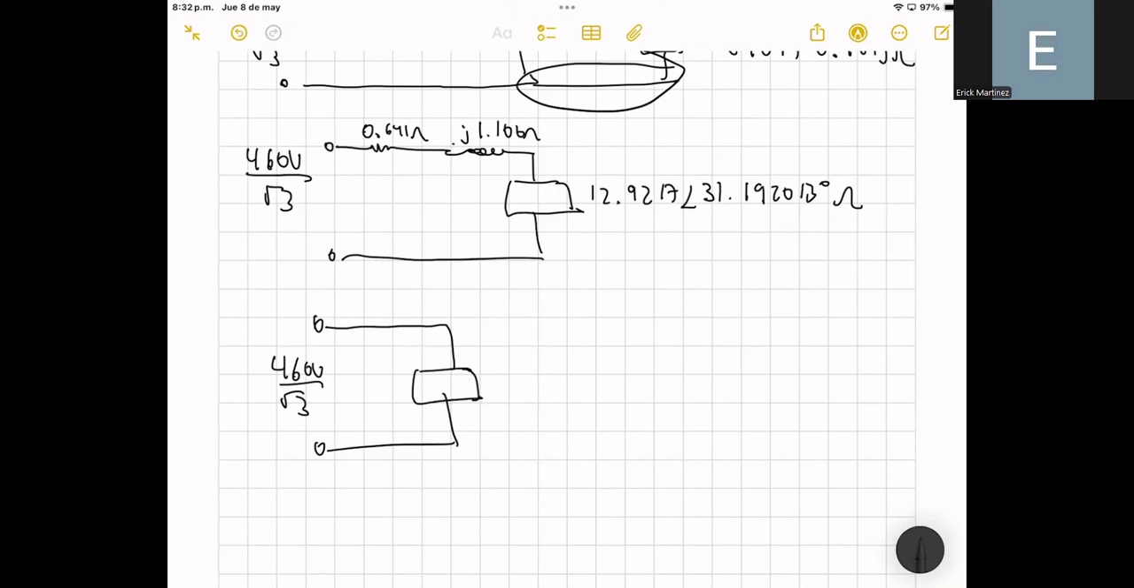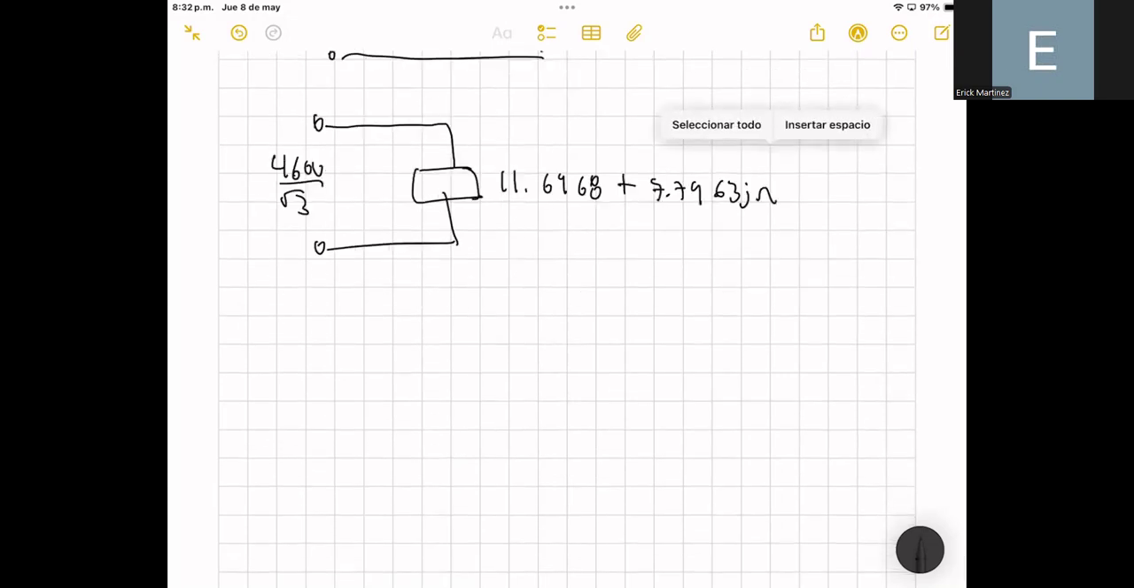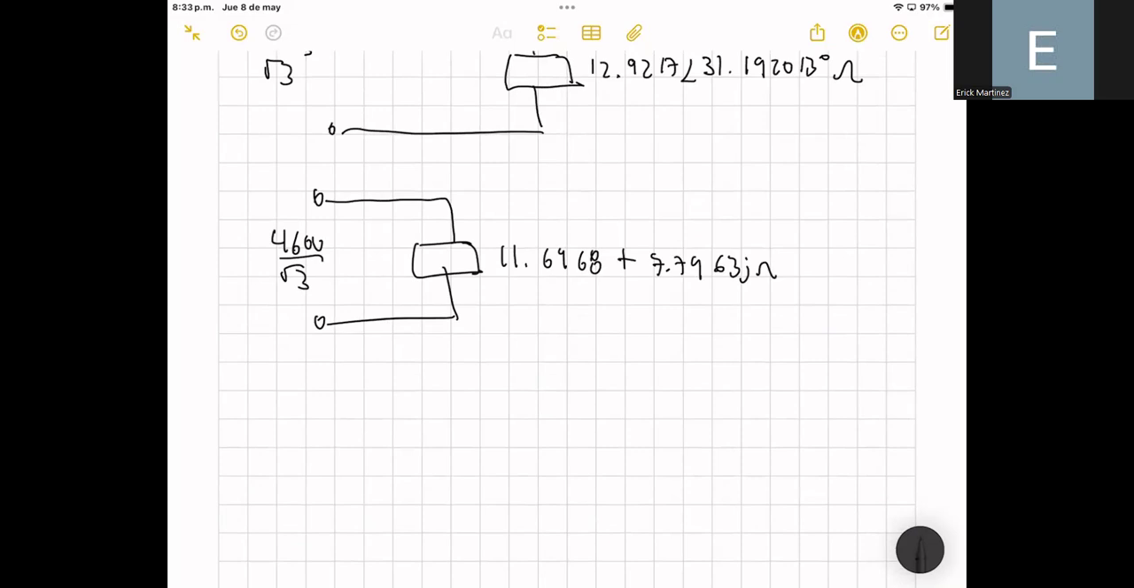That is, well, if you compute the equivalent impedance of these three elements, you will get 11.6962 plus 7.7963j ohms. Okay. And well, we have simplified the circuit. Based on this, we can compute the current, okay, that the phase is demanding. And remember that, well, this current is essentially the current I1.